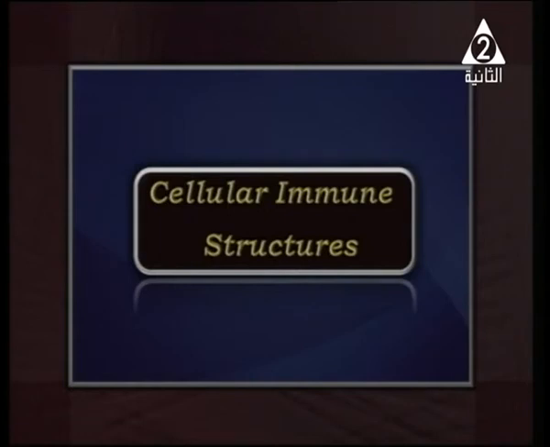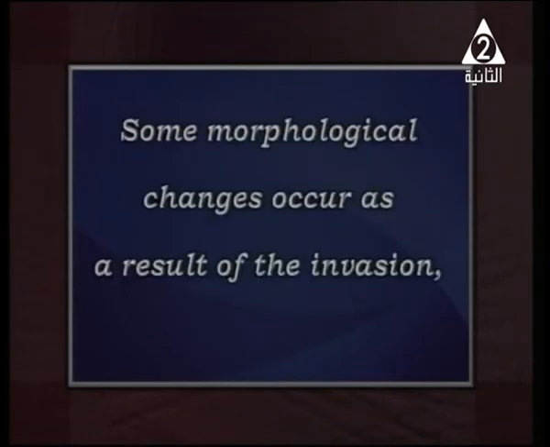So as we are talking about cellular immune structure, what are we talking about? The whole cells, okay, not the whole plant as we studied before in the cork layer or the epidermal layer, no, but we are going to talk about just inside the cell. Okay, some morphological changes may occur as a result of the invasion inside the plant. What is morphological? It means the external shape of the cell.